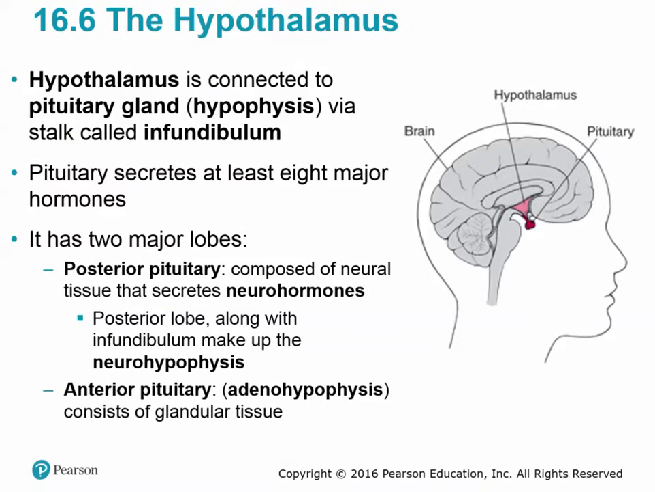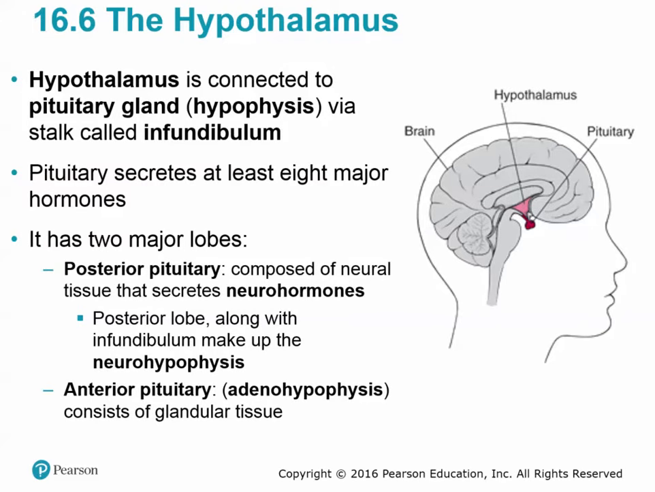Okay, so now we can get into looking at the individual endocrine organs of the endocrine system, starting with the hypothalamus, right, and the pituitary gland. The hypothalamus is connected to the pituitary gland via a little stalk called the infundibulum. The pituitary is going to secrete at least 8 major hormones that we'll look at today. It's essentially like 2 separate organs in one, because it's composed of 2 different types of tissues.